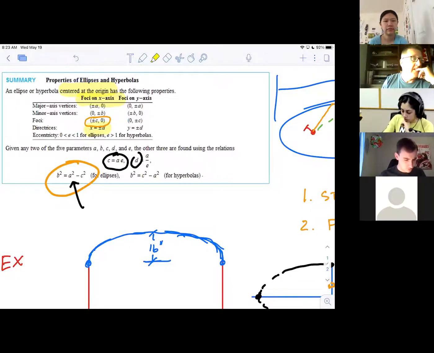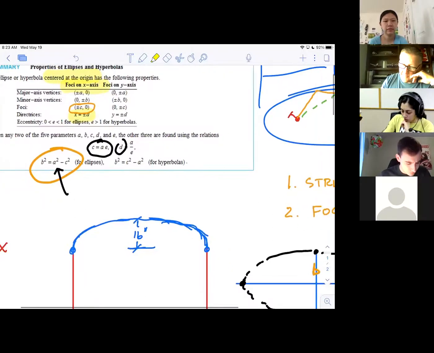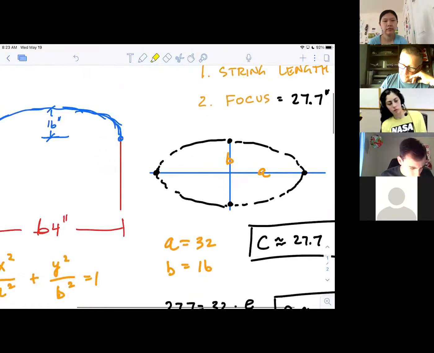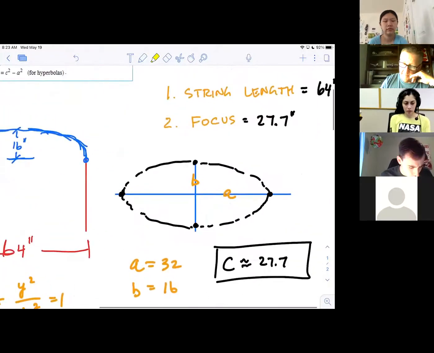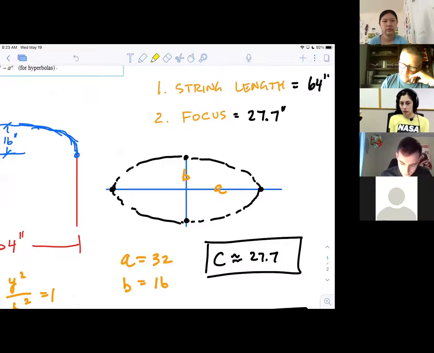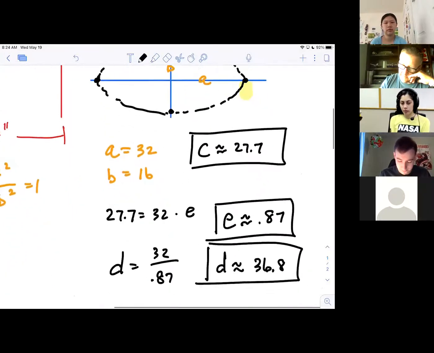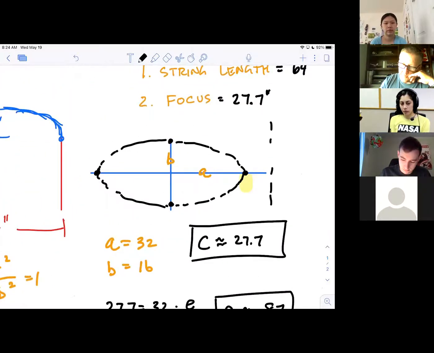equals D. So if I graphed the line x equals whatever we just got, 36.8, I would kind of put it over here. Remember, this distance was 32, so that's 32, 0. So if I went out to 36.8, somewhere in here, that's where the directrix would be. Does that make sense? And then we were told the focus here, so we knew where that was.